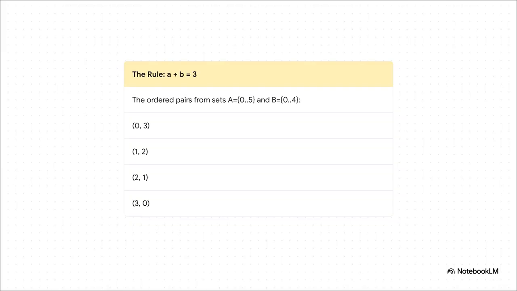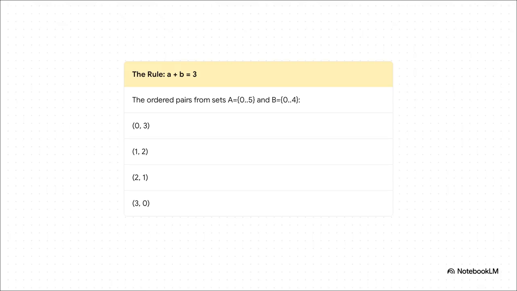Let's look at an example to see how this works. Imagine we've got 2 sets of numbers, and our rule is super simple. An element A from the first set is related to an element B from the second only if A plus B equals 3. That rule acts like a filter.